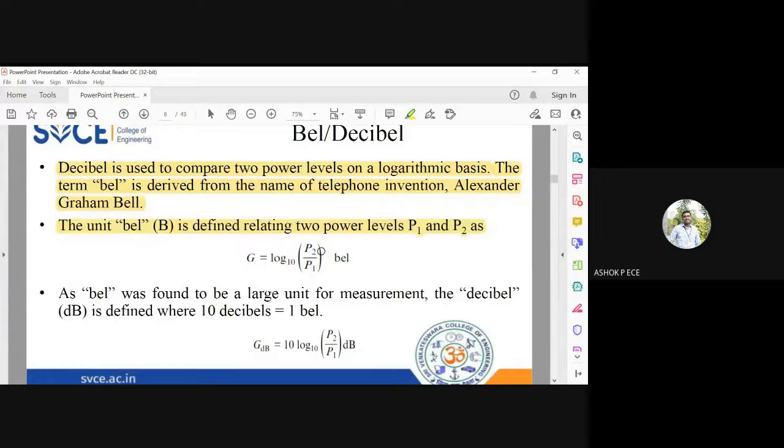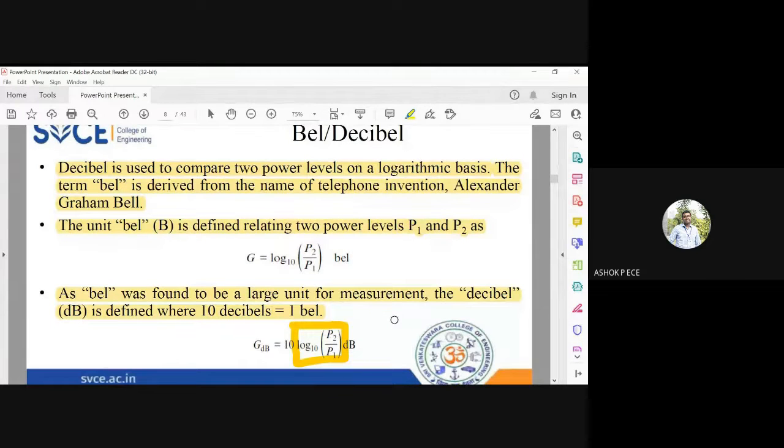If I'm multiplying that answer by 10, it becomes decibels. So 10 decibels will be equal to 1 Bell. Okay, so you know this log P2 by P1 is Bell. So 10 times the Bell value will be equal to the decibel value. So this is the relation between decibel and Bell.